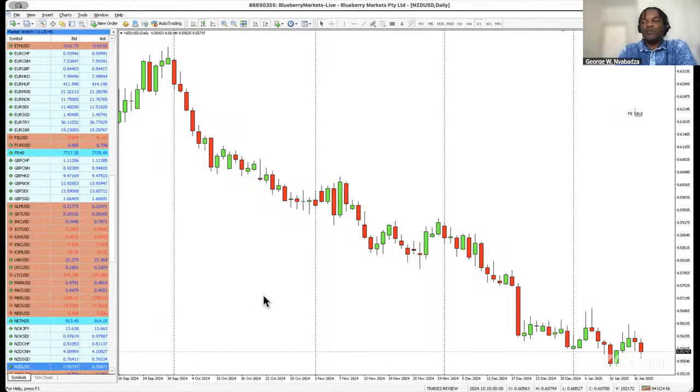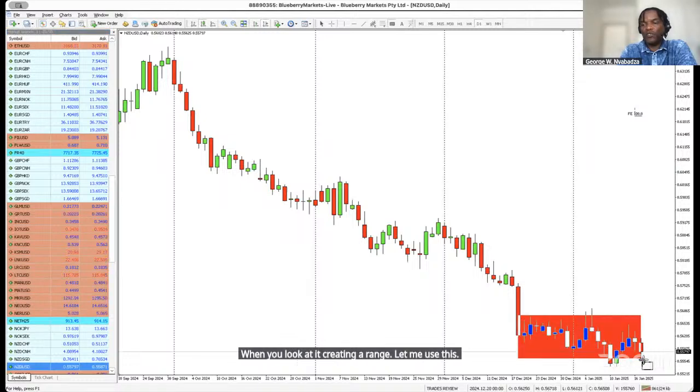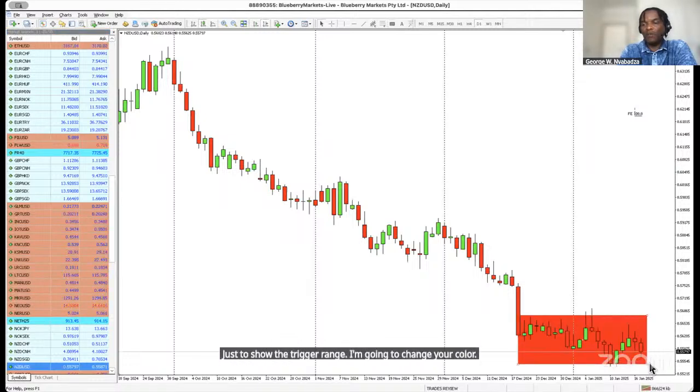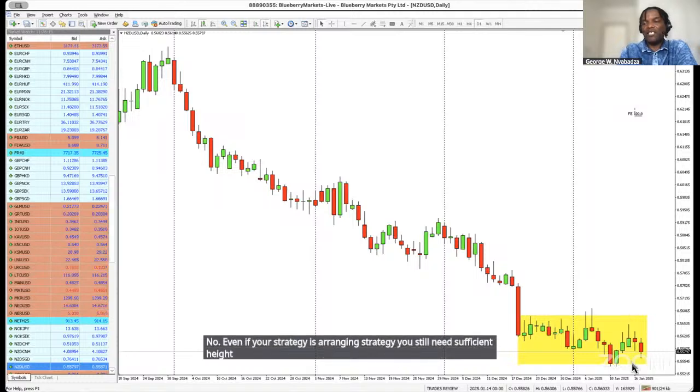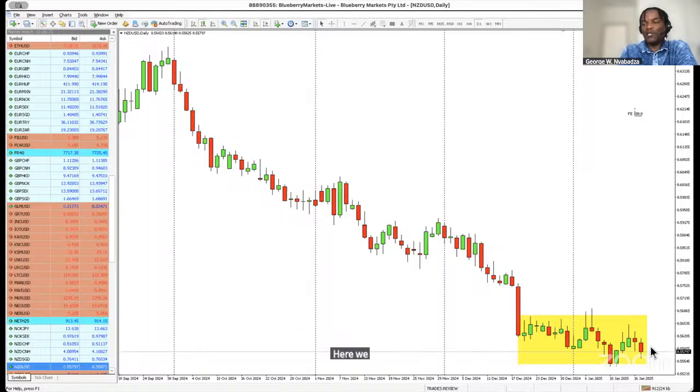All right. What is the most obvious thing when you look at it? Trading range. Let me use this just to show the trading range. I'm going to change the color. Now, even if your strategy is a ranging strategy, you still need sufficient height between the resistance and the support to at least make one-to-one. Here we are in a trading range, right?